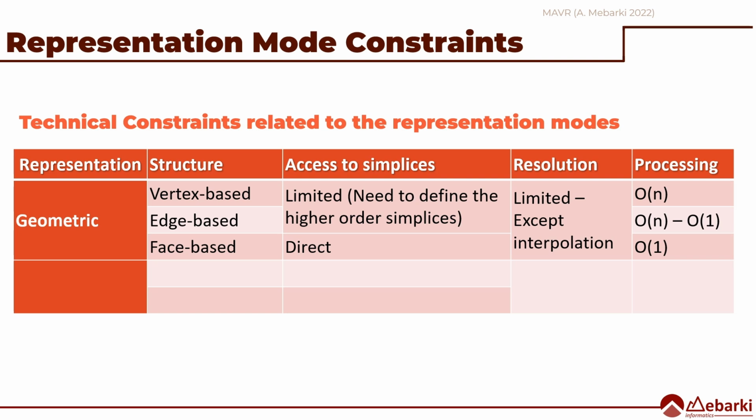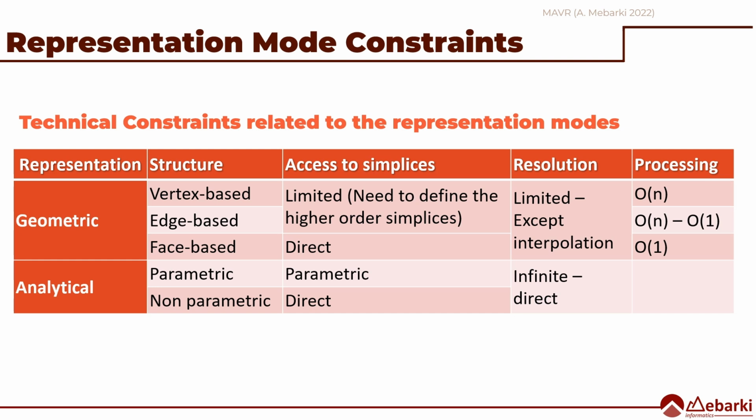In contrast, the analytical representation works with mathematical definitions. A parametric representation, like Bezier or NURBS, defines geometry through equations, allowing infinite and continuous resolution. Non-parametric analytical forms, whether implicit or explicit, offer direct access to geometric information, again with a constant processing cost, O of 1. In summary, geometric representations are intuitive and directly manipulative, but depend on discrete data. Analytical representations are mathematically elegant and precise, offering perfect continuity, but they're often more complex to compute and visualize interactively.